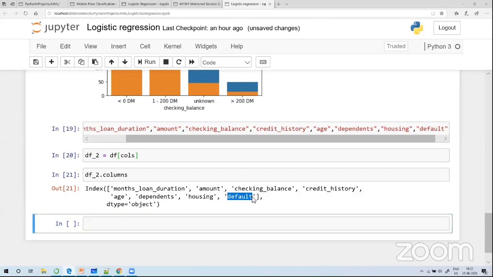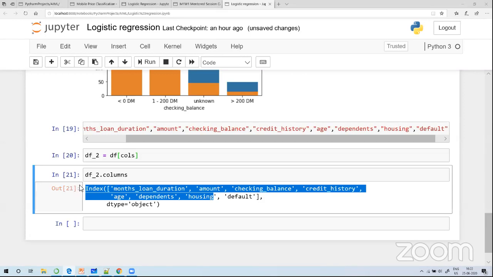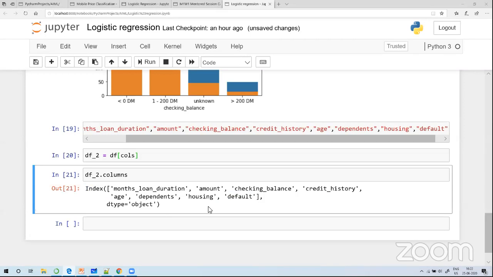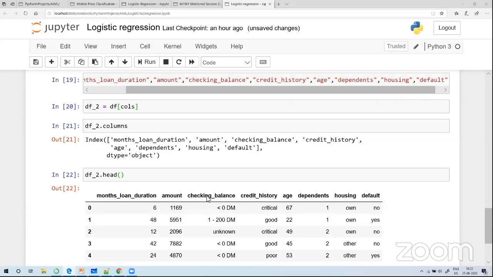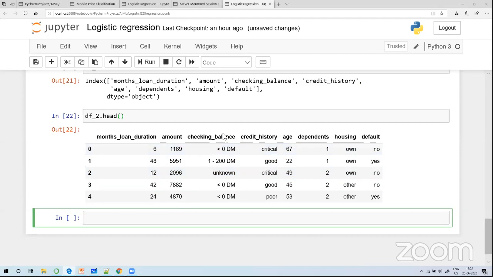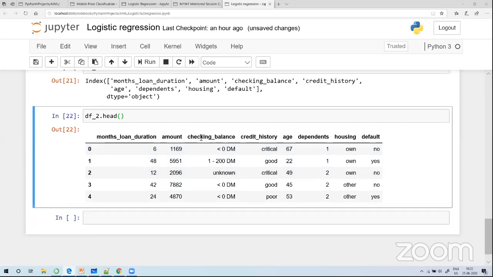So this is the target variable, and these are all going to act as our input variables. There's one more problem here. Let me explain that problem to you. Dot head. If you look at the problem, these columns, checking_balance, housing, default, and even credit history, are categorical variables. Now we cannot have categorical variables.